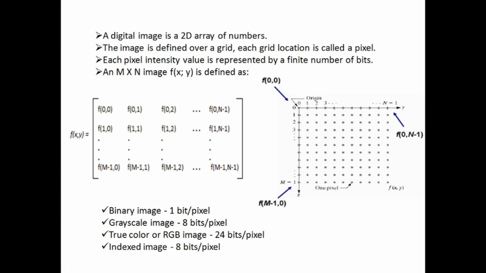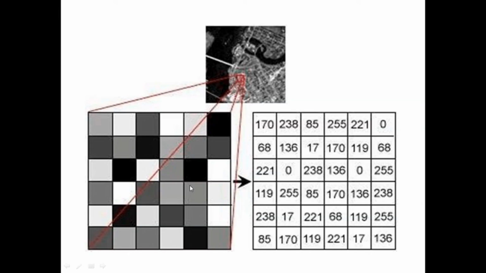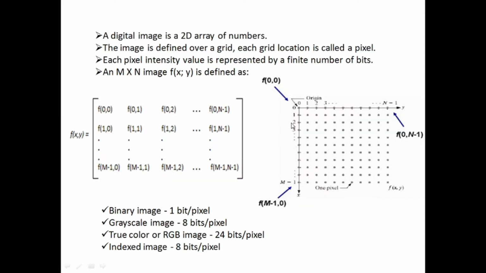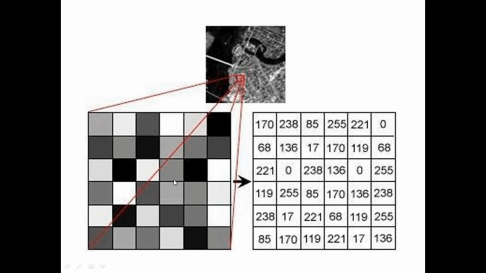Okay, so the same thing I have highlighted again here. A digital image is a 2D array of numbers. The image is defined over a grid. Yes, of course, because this is a grid: horizontal and vertical lines intersecting, right? So we call it a grid. Each grid location is called a pixel. The same thing I have highlighted here.